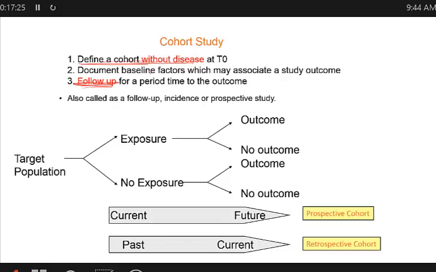Okay, so you know for sure the factors you collect at baseline are preceding the outcome, happening before the outcome. So that satisfies the gold standard of epidemiology: exposure comes before the outcome, right?